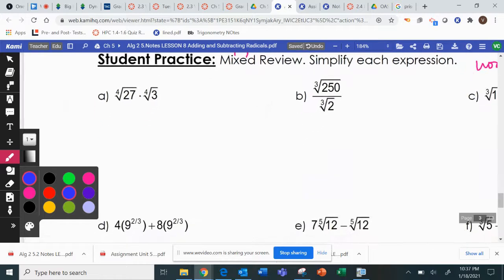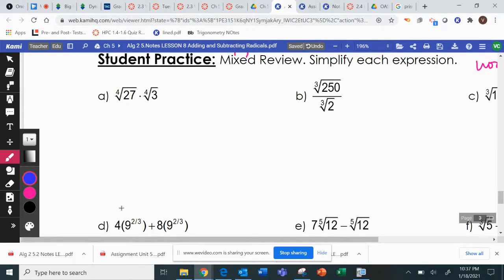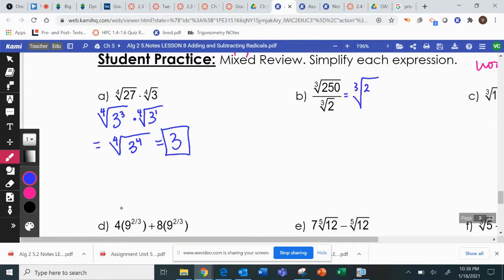Okay, question A. 4th root of 27. I'm going to make this a little bit easier on myself, and I'm going to make 27 into 3 to the 3rd, multiplied by the 4th root of 3. If I multiply those together, I get the 4th root of 3 to the 4th, which is 3. This next one, I'm going to take the 3rd root of 250 divided by 2, which is the 3rd root of 125, which is 5.